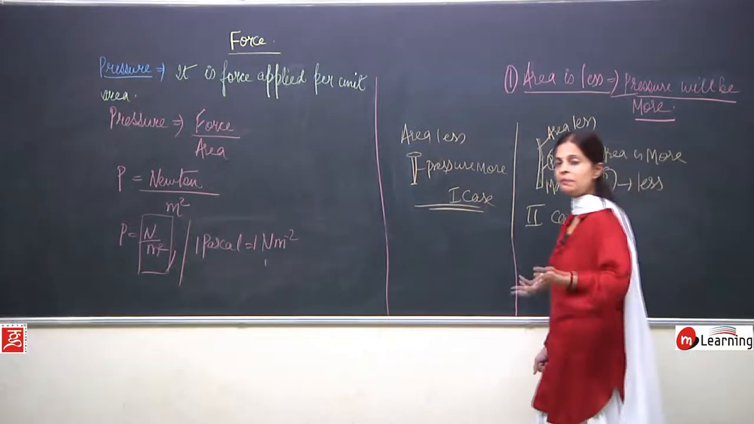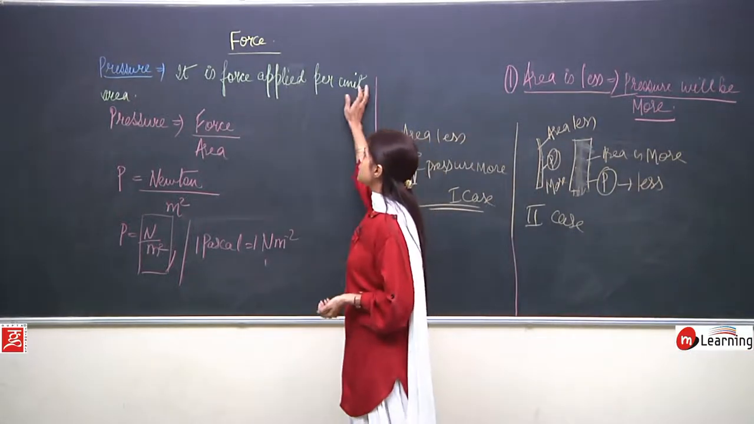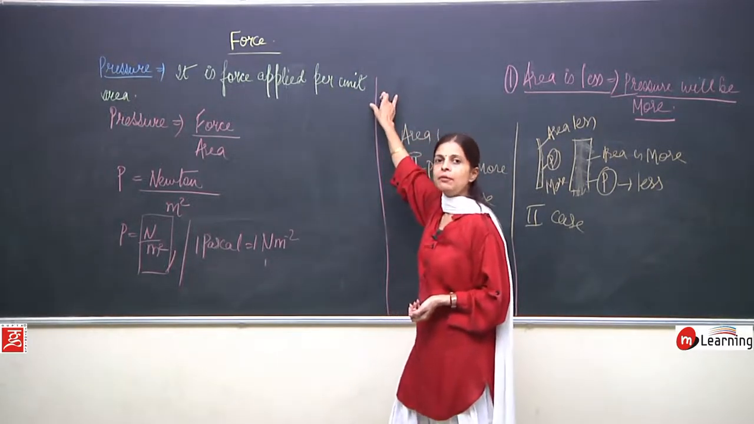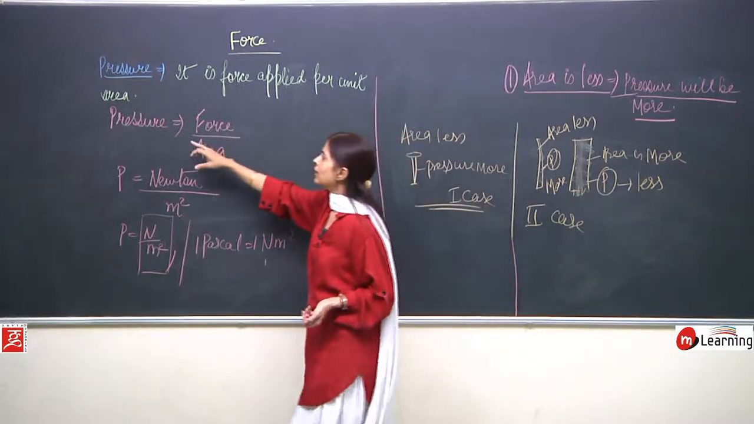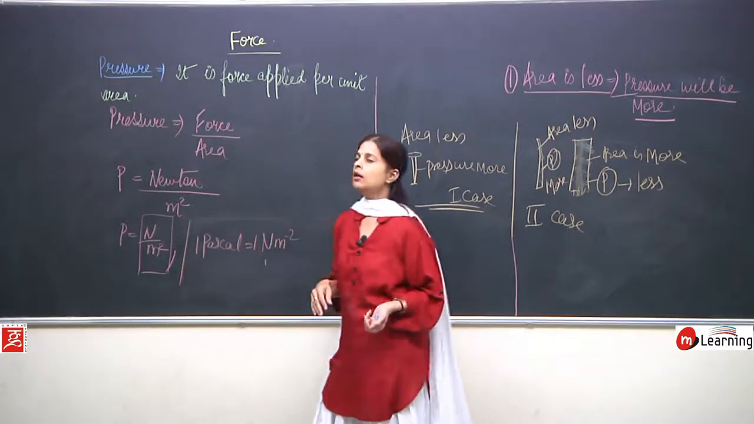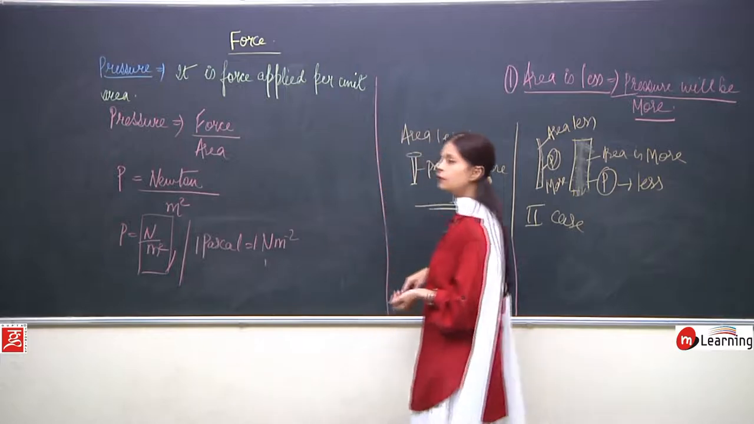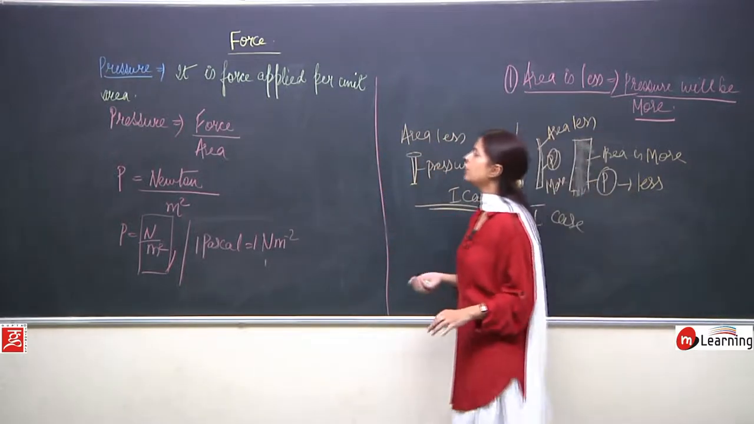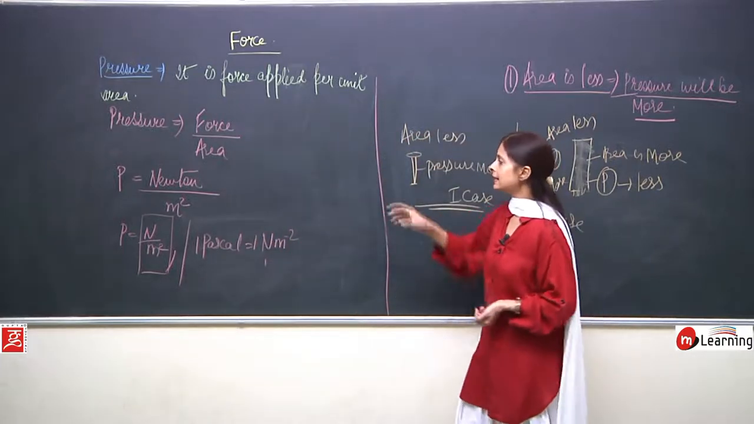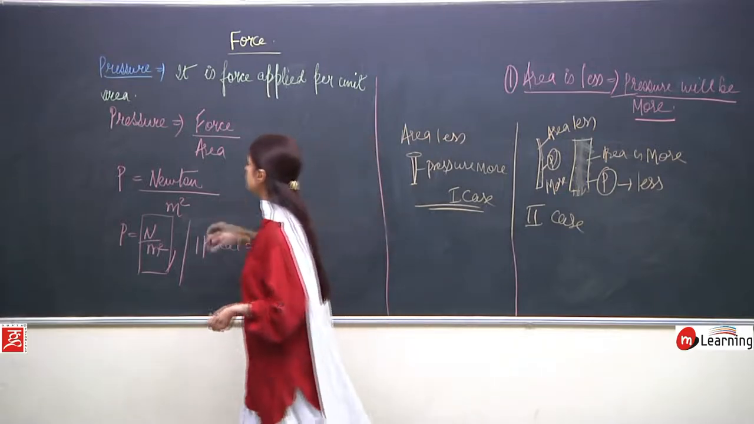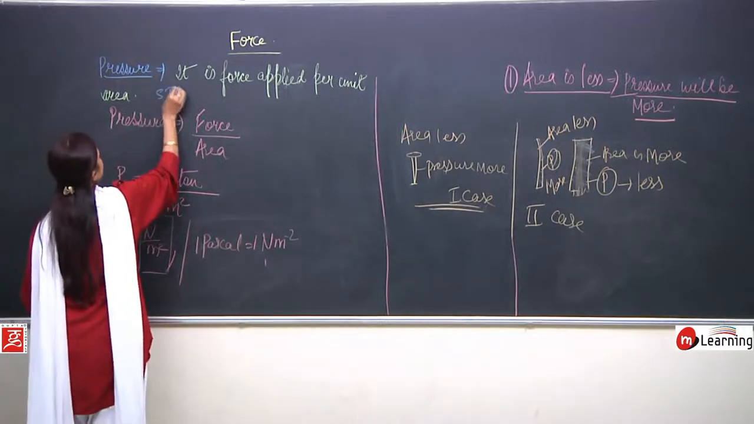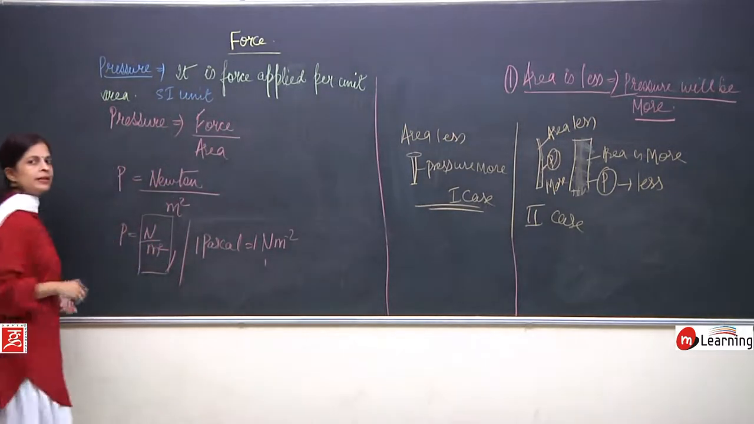So first of all children, what is pressure? How can we define pressure? It is the force applied per unit area. So pressure is equal to force per unit area. Now we have to write the units of force. The unit of force, as we just studied, is Newton. And area is meter square. So this one is our SI unit.